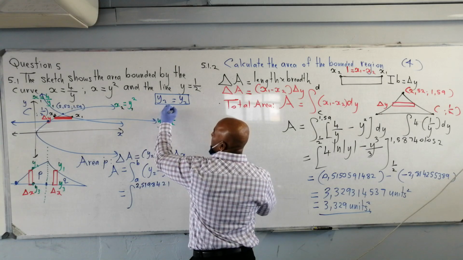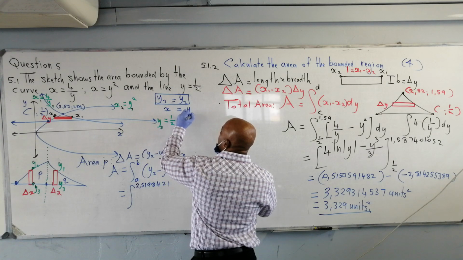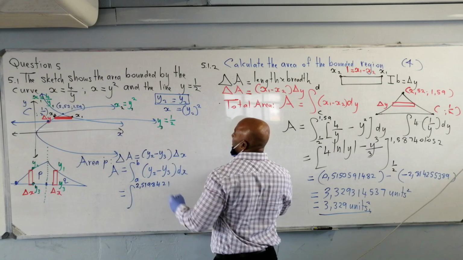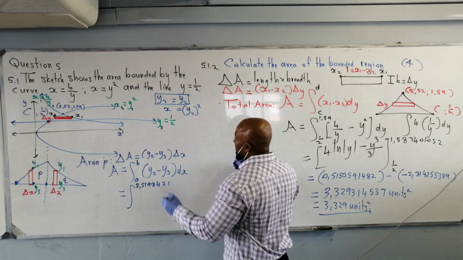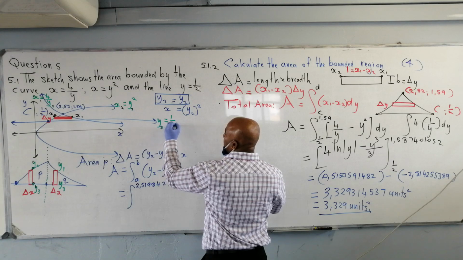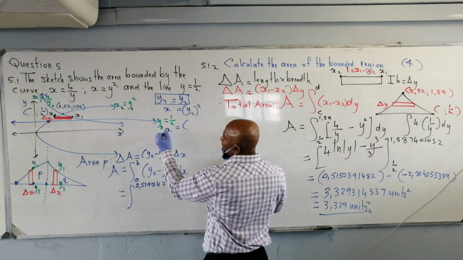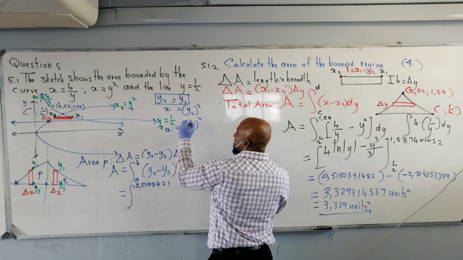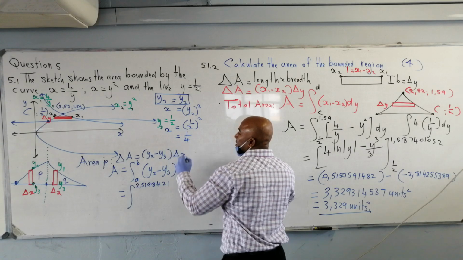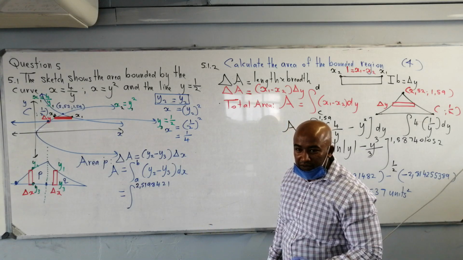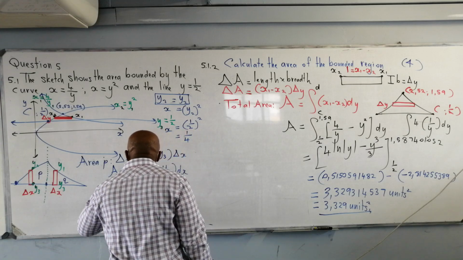Right, so it's where these two graphs intersect. So I know that x is equal to y2 all squared. Okay, so therefore x is equal to, what is that y2? It's 1 over 2 squared, which is going to equal to 1 over 4. You're clear with that? So there's my 1 over 4 there.